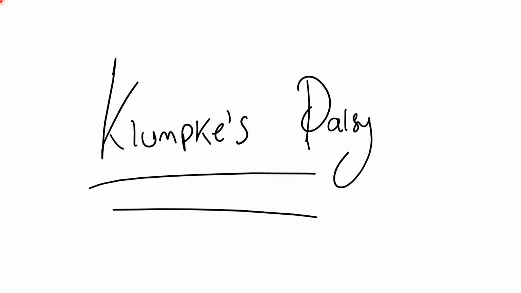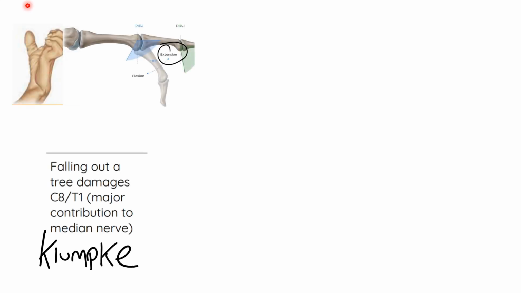All right, we're taking Klumpke's palsy hopefully fairly quickly. If we start, let's have a look at the different types of palsies in your hands. So your first one, the one that we're talking about today, is Klumpke's palsy.